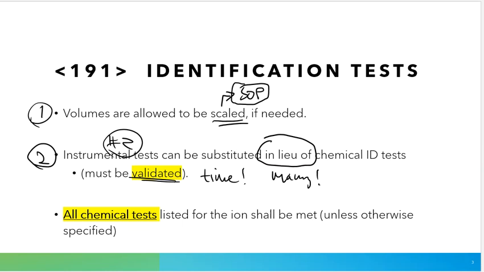Next thing that I have to mention in that introductory paragraph is that if you do the chemical versions of the identification test, that is fine. That's kind of the go-to for most of us. But if you do that and that particular ion or cation that you're looking for has multiple tests listed, then all of those tests have to be performed. That is what the monograph tells us here. All chemical tests listed for the ion shall be met, unless the monograph tells us something different.